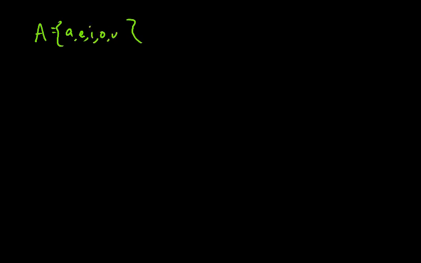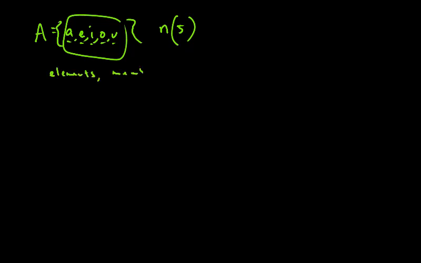Now if I wanted to notate the number of elements or terms, members in this set, I would put a lowercase n, and I would count these letters up, and this is the number of elements within the set. So we have two ways that we can refer to each of these letters. We can refer to them as elements. We can also refer to them as members. Either one of those will work.